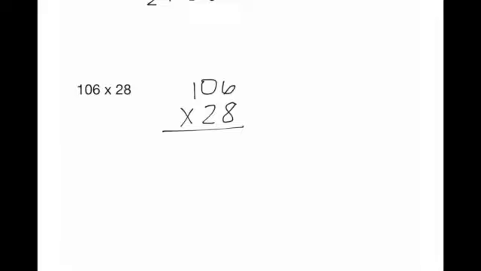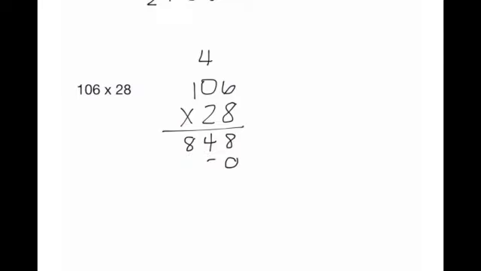So we start off with the 8. 8 times 6 is 48. We put the 8, carry a 4. 8 times 0 is 0. 0 plus 4 is 4. Now we move on. 8 times 1 is 8. Now that we've done that, we put our placeholder 0 to make sure things line up nicely. And we're going to do 2 times 6 is 12. Oh, sorry.